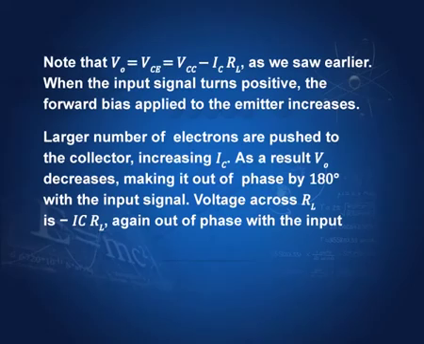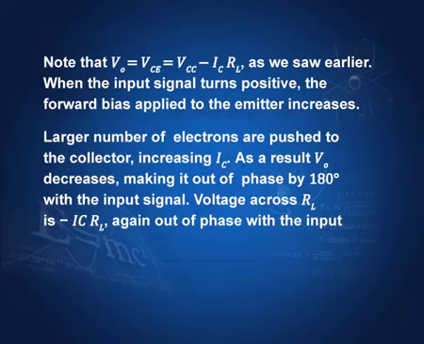Note that V0 is VCE. We have been saying this all along, that the output voltage is VCE, which is VCC minus ICRL. So, IC times RL, and this is a loop, and you can apply Kirchhoff's loop law, and you will get V0 or VCE equal to VCC minus ICRL. When the input signal turns positive, suppose we take the positive part of the signal, the forward bias applied to the emitter increases. You see, this is in the same direction as VBB. So, the forward bias increases.